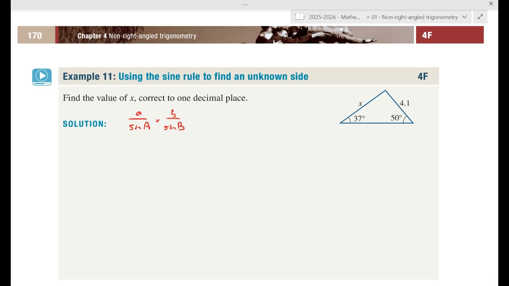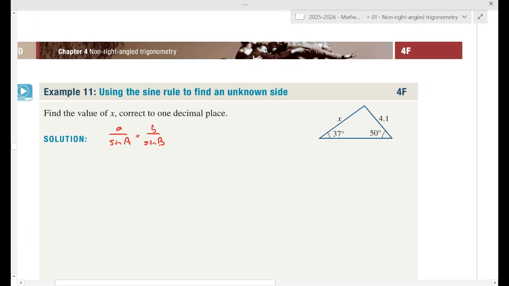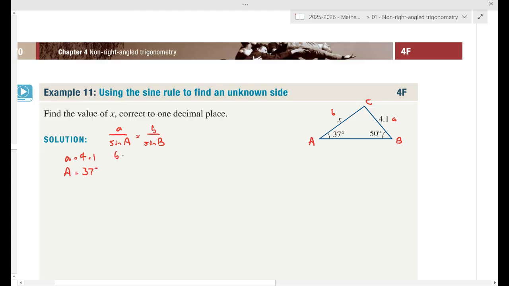So now we need to label this so that we know what we're looking for. I'm going to just label this A, B, C. So that means that is little a, that is little b, and these are the angles. So here we go. Do I know what little a is? Yes, it is 4.1. Do I know what big A is, the angle? Yes, it is 37 degrees. Do I know what little b is? Well, it's X in this case, because we don't know. And do we know what the big B is? Yes, it is 50 degrees.